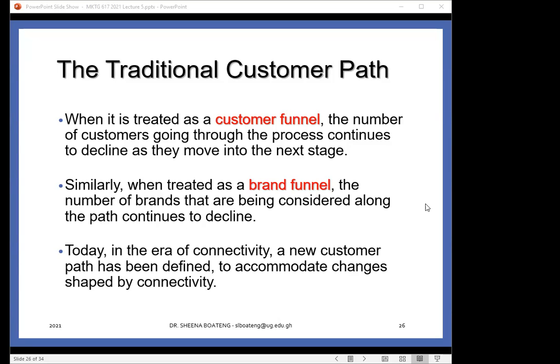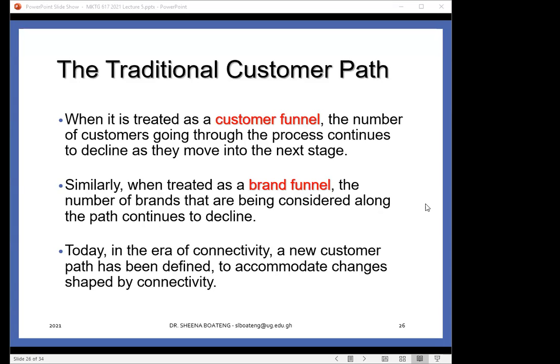Okay, so Isaac has mathematicized it for us. Prospects are more than customers, who are more than repeat customers. Good. And competing brands are more than the utilized brands, which are more than the favorite brands. Good. So that in a nutshell captures what we just explained with regard to treating the 4 A's framework as a customer funnel and as a brand funnel.